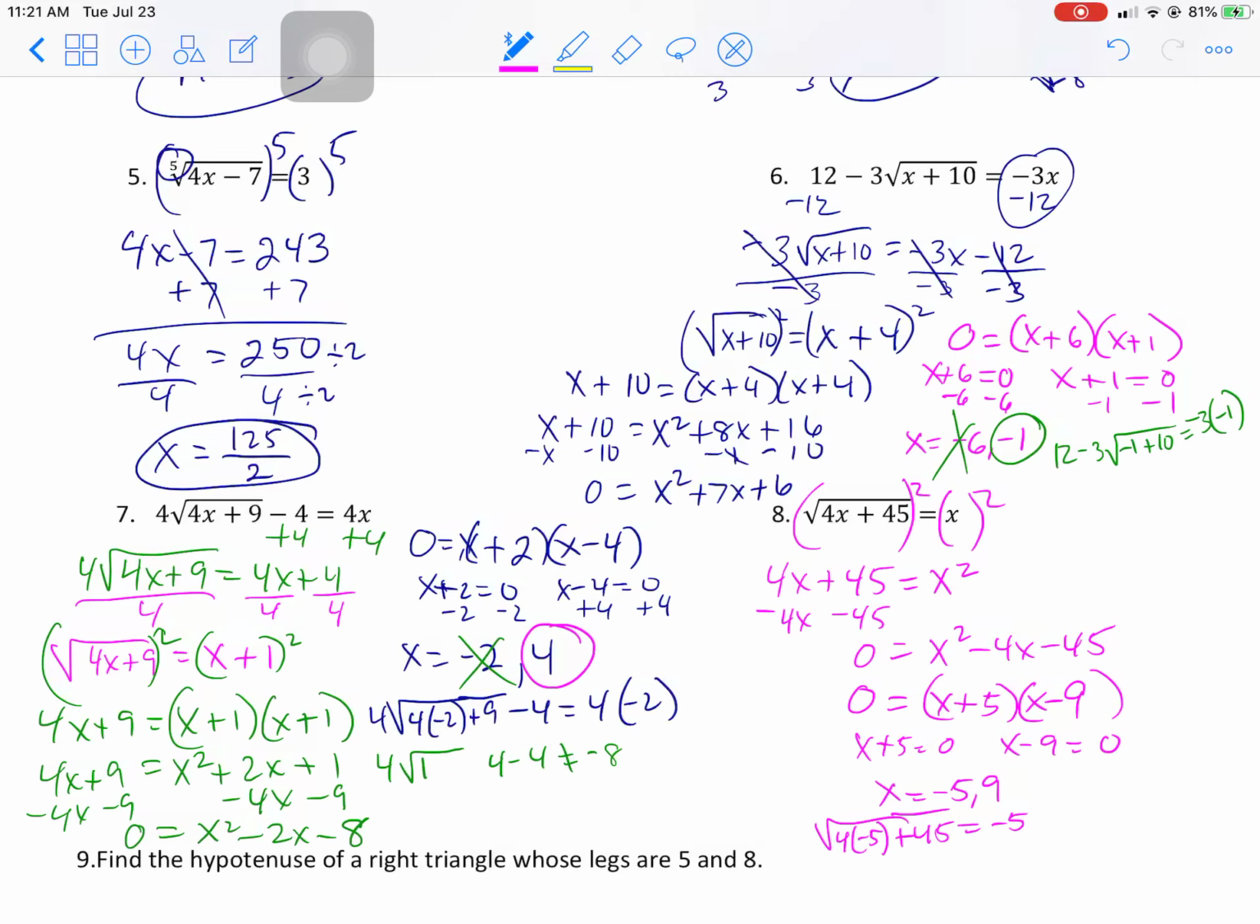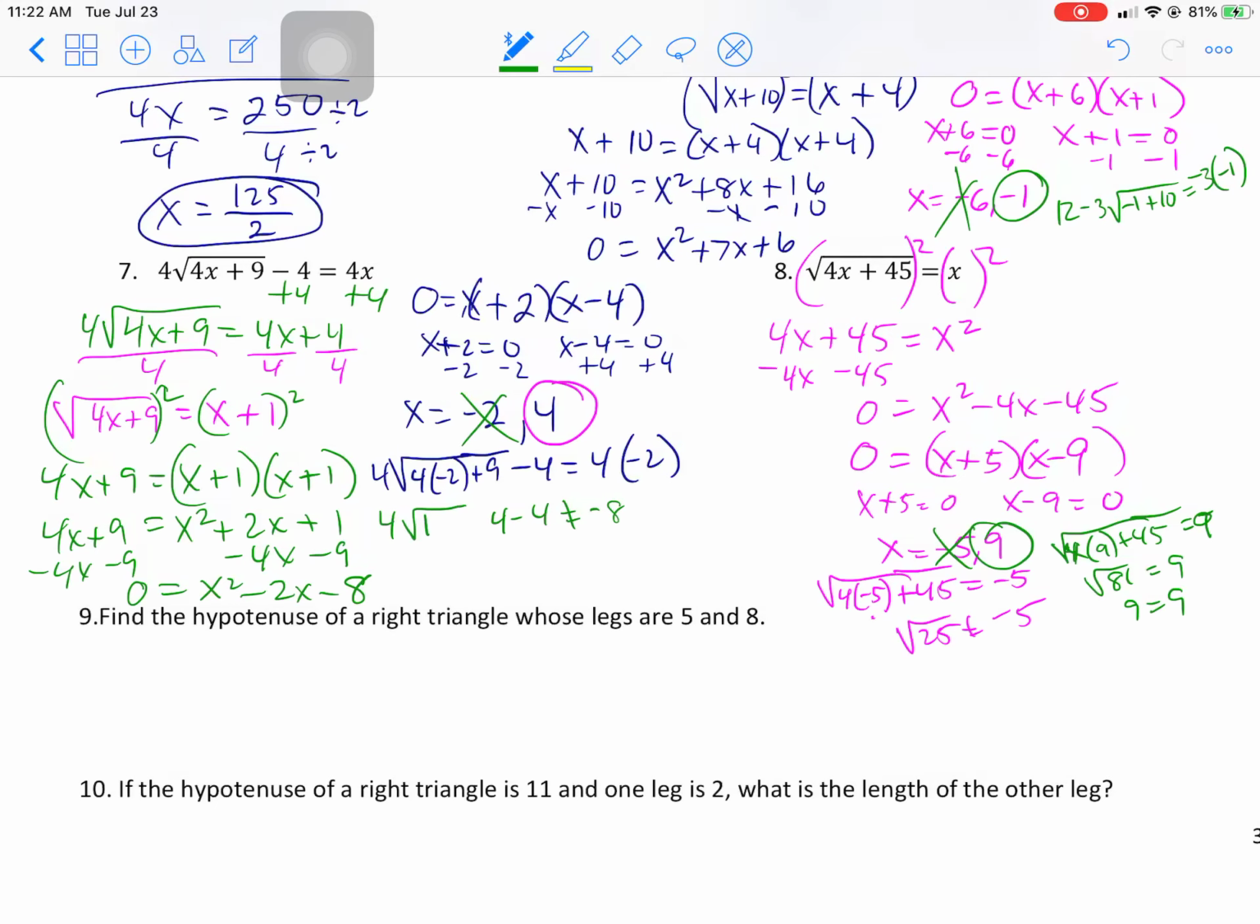Let's see, that is negative 20. And that's 45, so that's going to be 25. Okay, the square root of positive 25 is not going to equal a negative 5. So that one's not going to work. Let's try the 9. Okay. 36 plus 45 is an 81. This one's looking promising. There we go. Yes, that's the solution to that one.